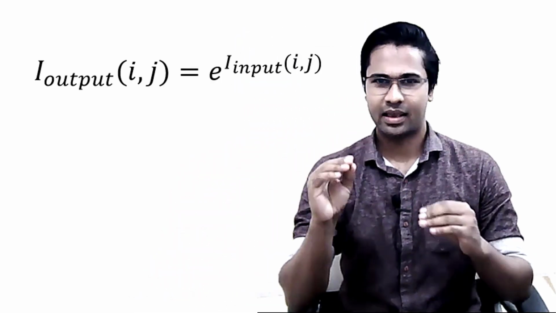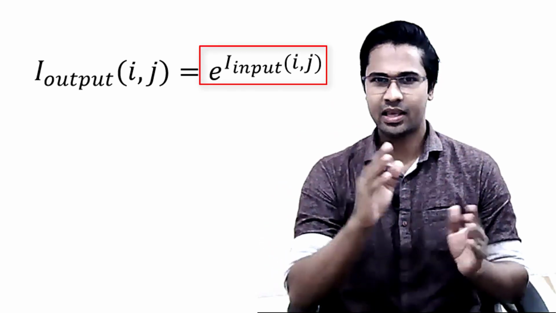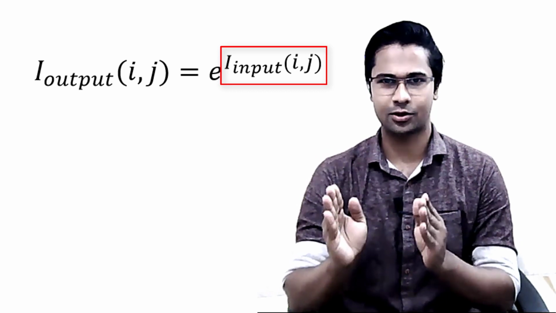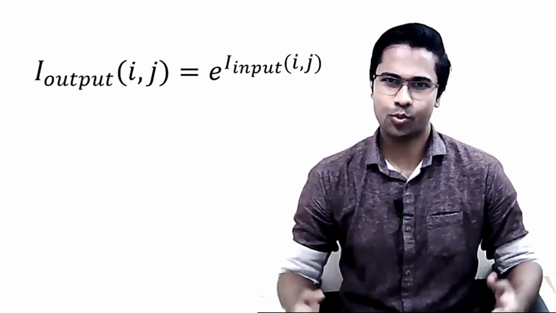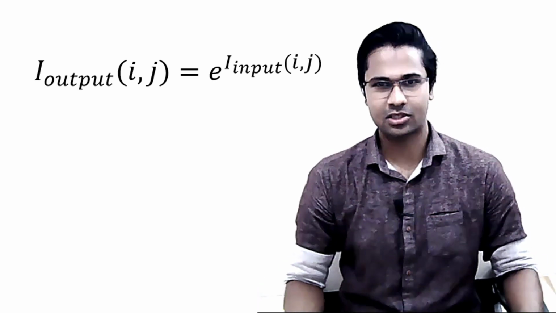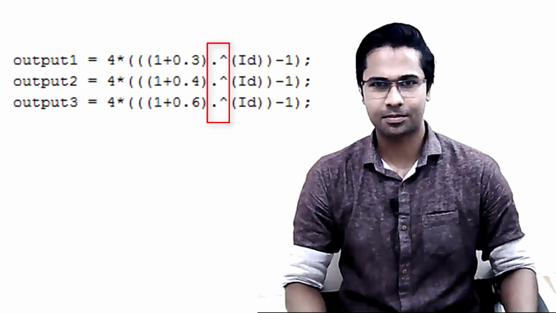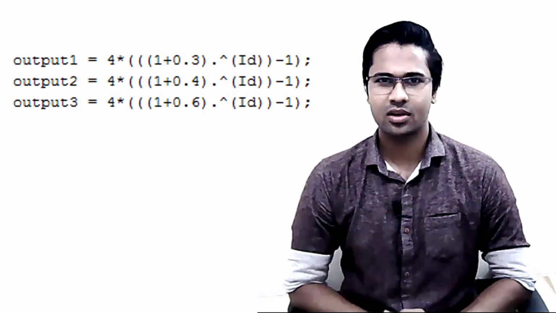So how does it work? The input image is the input to the exponential function here. Image ij represents a specific pixel value. That means we're working on pixels. As we're working on pixels, and pixels are discrete, we used element-wise operation in Matlab. You might have noticed that the equation we used in Matlab is a little different from the direct exponential equation.